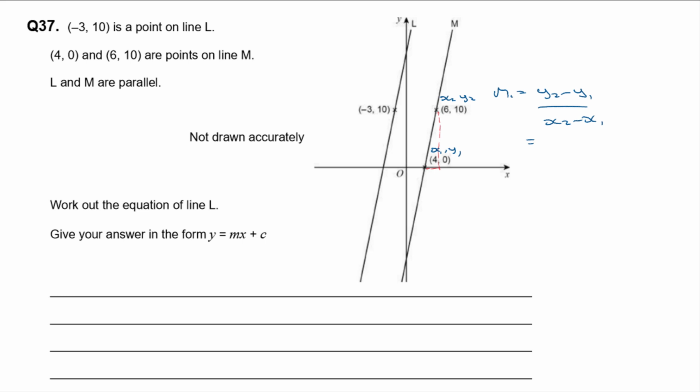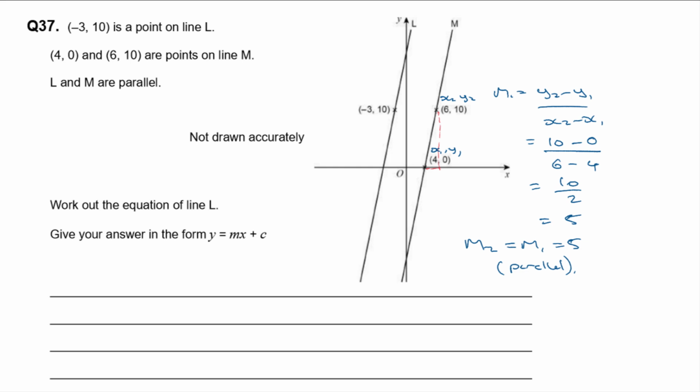So y2 is the y coordinate of the second point, which is 10. y1 is the y coordinate of the first point, which is 0. x2 is the x coordinate of the second point, which is 6. And x1 is the x coordinate of the first point, which is 4. So I get 10 minus 0 over 6 minus 4. That's 10 over 2. So that means the gradient is 5. Okay? So m1 is 5. And we know that m2 must also be 5 because they are parallel. So we know the equation of L is going to have 5x in it.